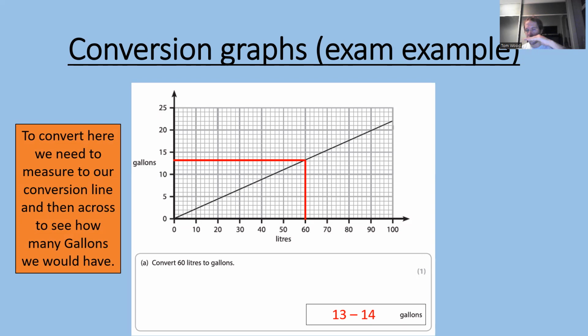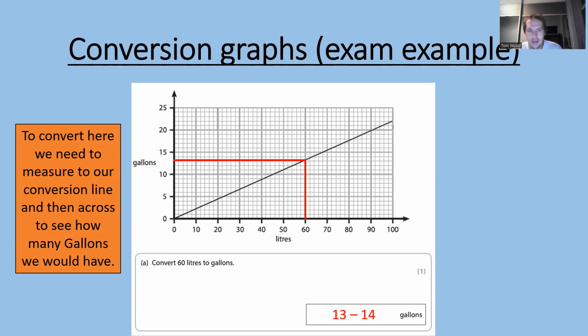The gap in between would be a half, and they would expect you to be able to measure to a half amount of distance. That's the degree of accuracy that they'd be going for here. So for this one here, if I measured that off, we can say it looks more like 13 exactly, but anywhere between that range of 13 and 14, and they're going to give you the mark there. So that is how a conversion graph works.